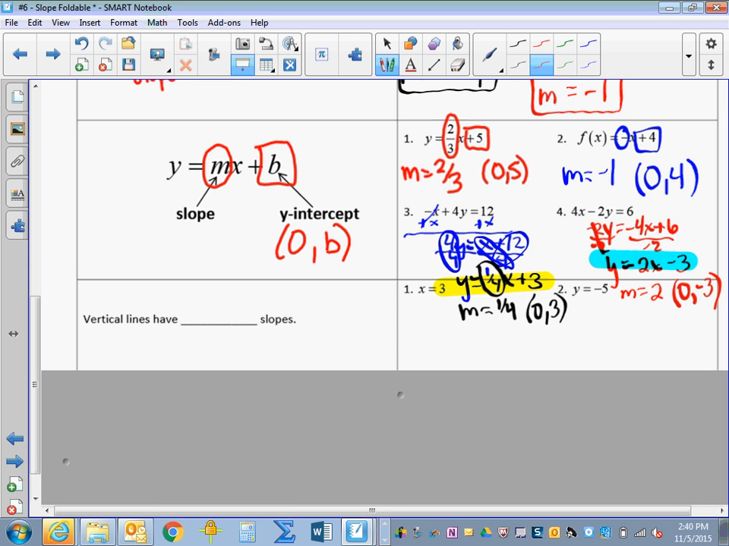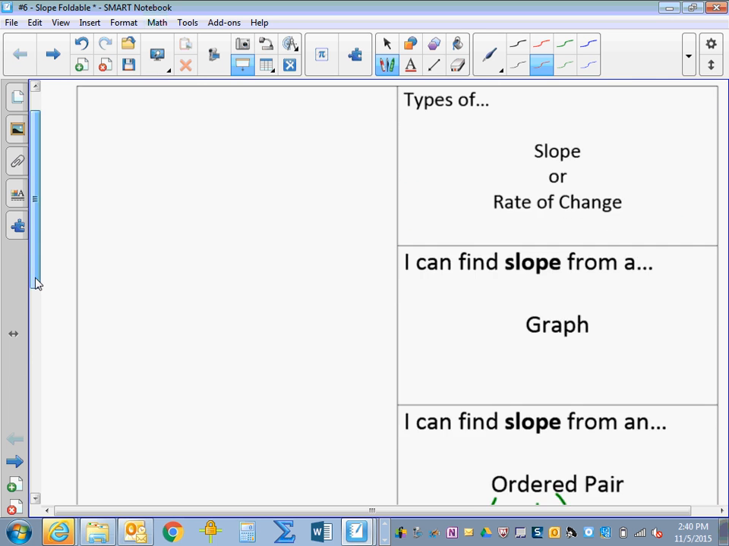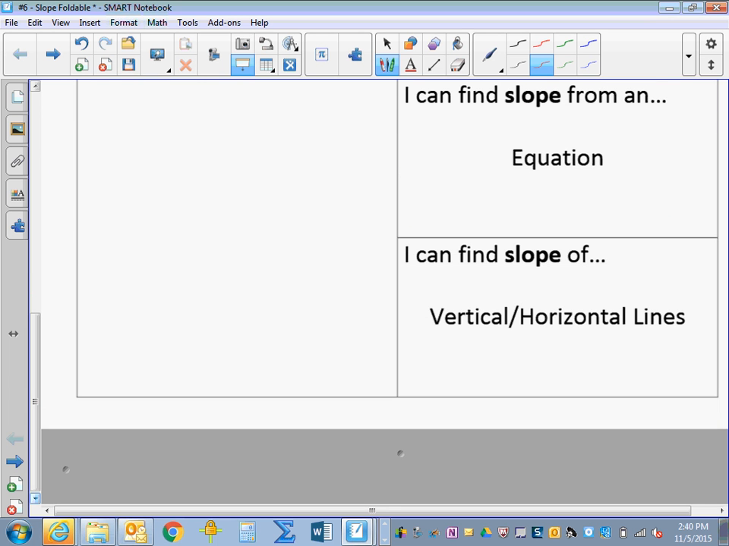Good. All right, questions on how we find our slope and intercept from our equation? Okay. Our last one. I can find slope of vertical or horizontal lines. Remember, for vertical lines we think of VUX, or bucks. And for horizontal lines, we think of HOY, or hoy. Vertical lines have an undefined slope, and their equation is x equals. Horizontal lines have a slope of 0, and their equation is y equals.